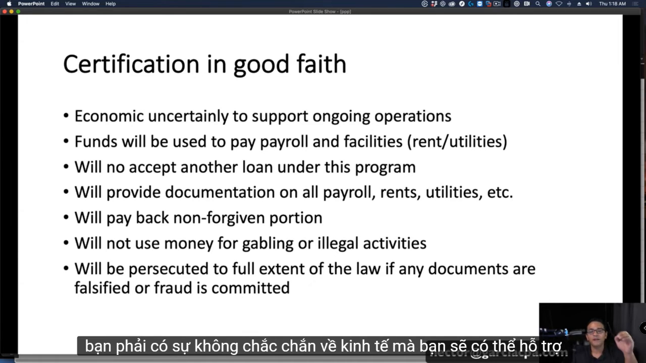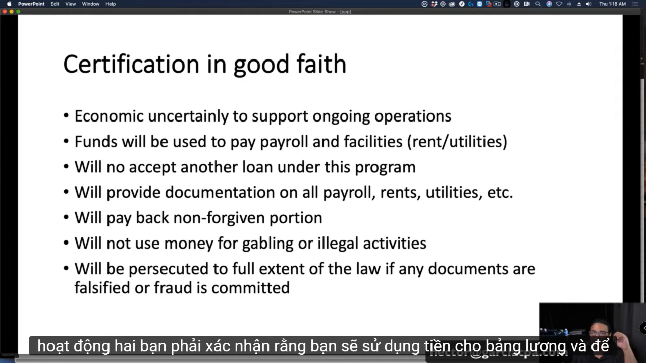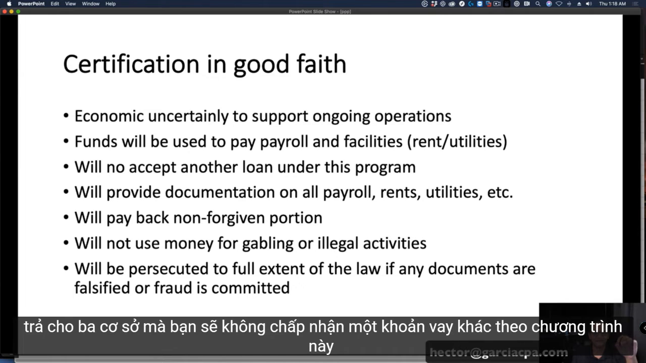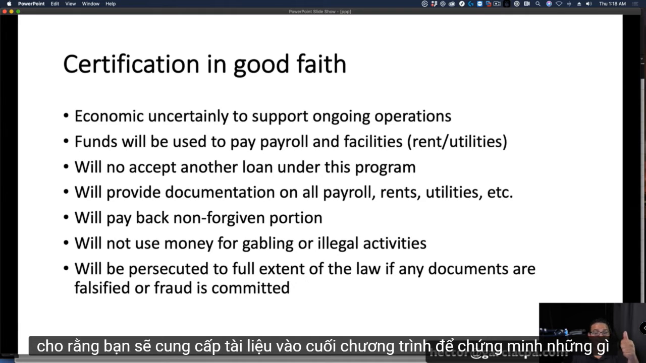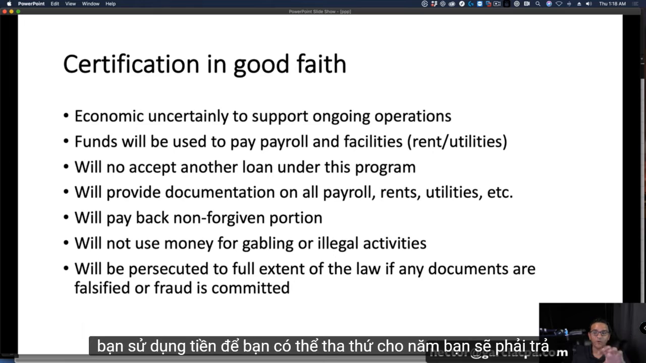that say, so one, you must have economic uncertainty that you'll be able to support your ongoing operations. Two, you must certify that you will use the funds for payroll and to pay facilities. Three, that you will not accept another loan under this program. Four, that you will provide documentation at the end of the program to prove what you used the money for so you can get it forgiven.